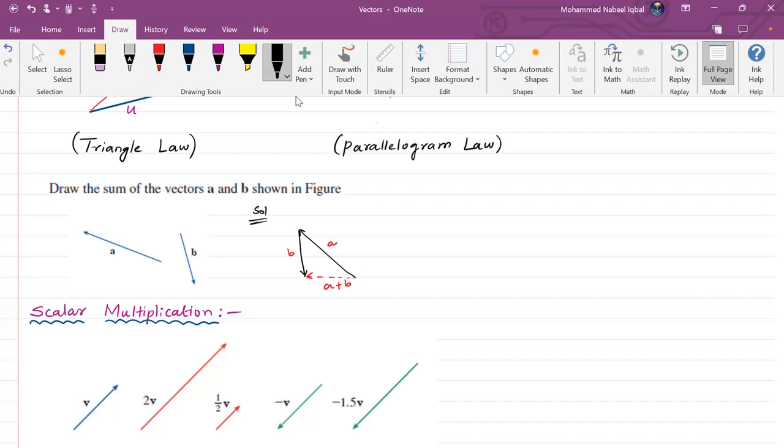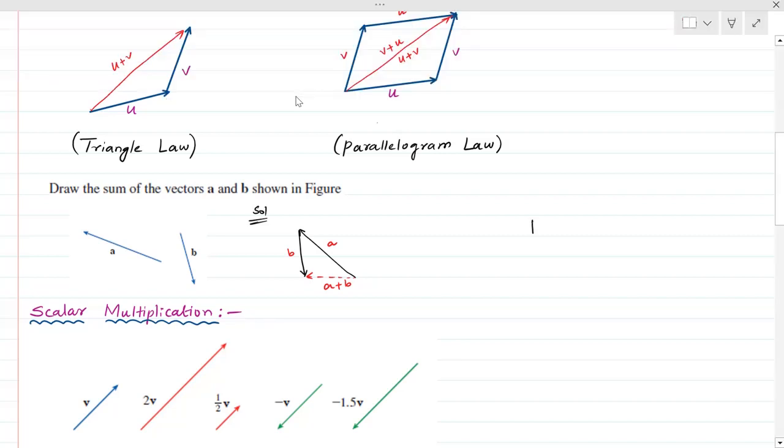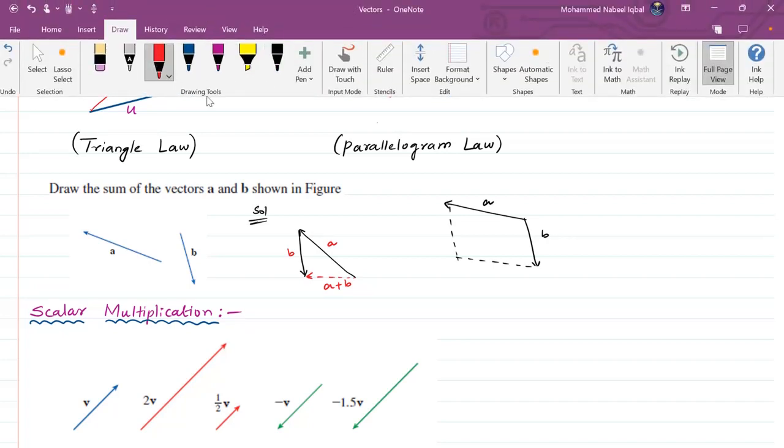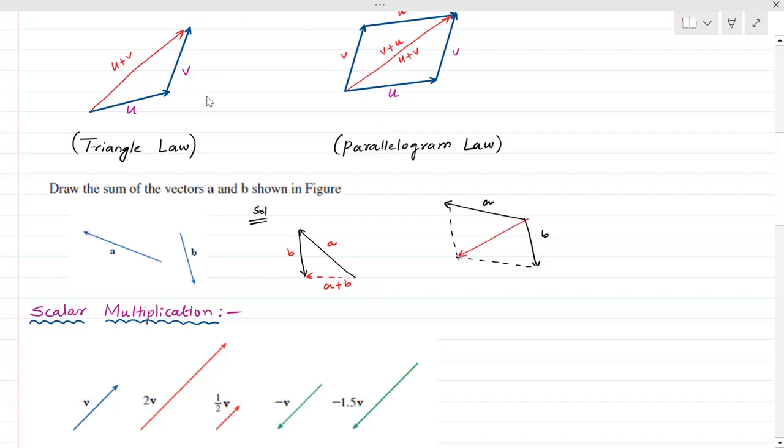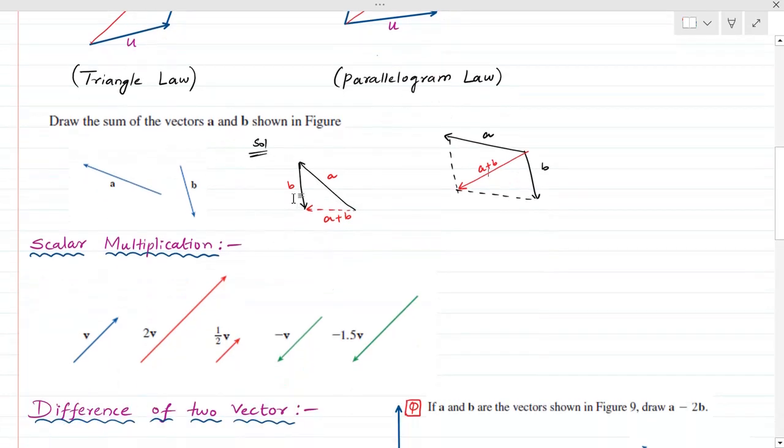Now let us take the next one, using the parallelogram law. This is A and this is B. How will you complete this part? This side is parallel to A, and this side is parallel to B, and the diagonal is my A plus B. So this is by using the parallelogram law, and the previous one was by using the triangle law.